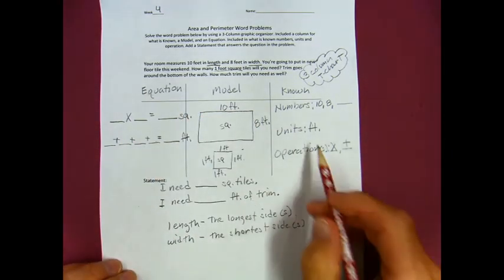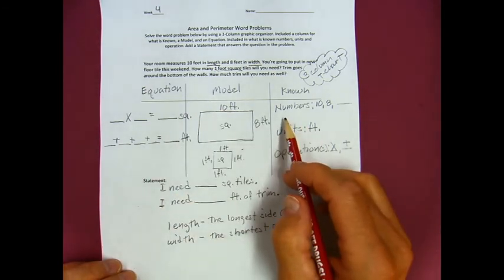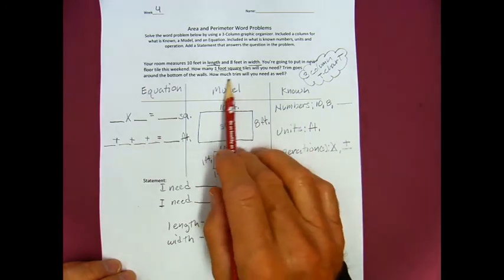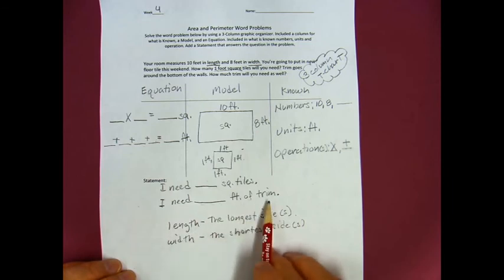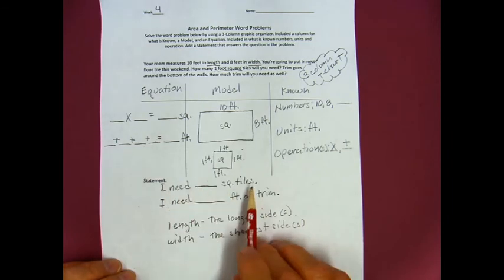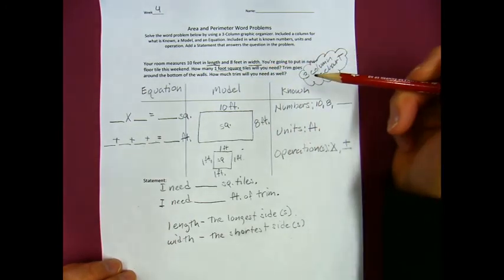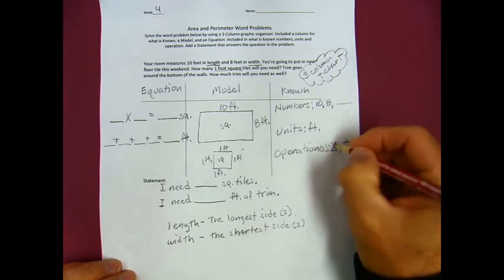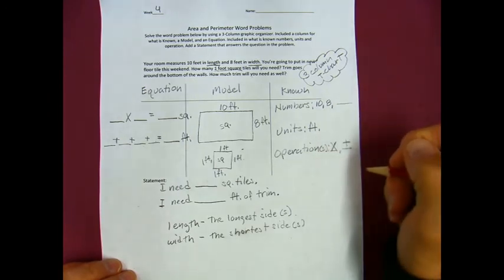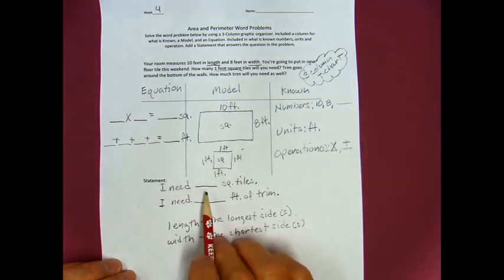So there's a lot of information we can fill in here as we're reading our word problem. How much trim will you need as well? So we already put that in here as a statement. So these 2 statements answer this question and this question. Now we're ready to do some solutions. I'm going to start with the first problem. I need how many square tiles?